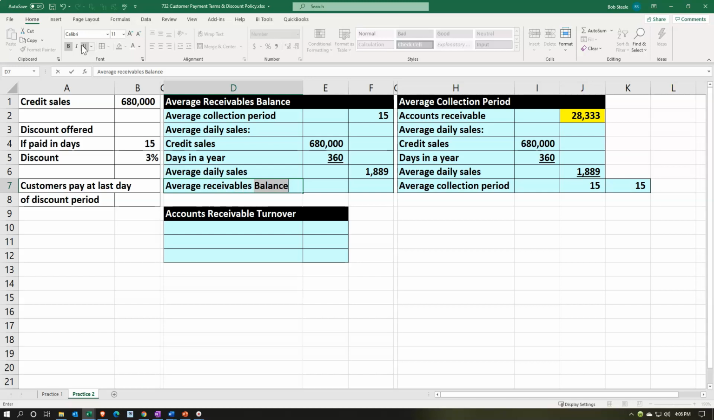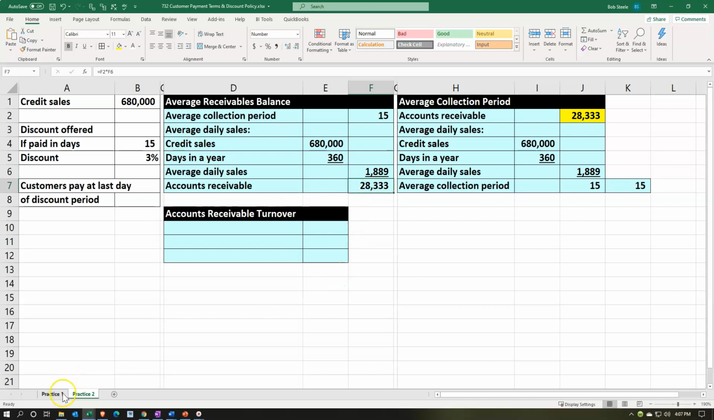1,889 to give us the average receivables. Let's just call it accounts receivable balance, which is going to be equal to the 15 times the 28,333. Let's put an underline here, home tab, font group, and underline. So you can see now we're at the 28,333.